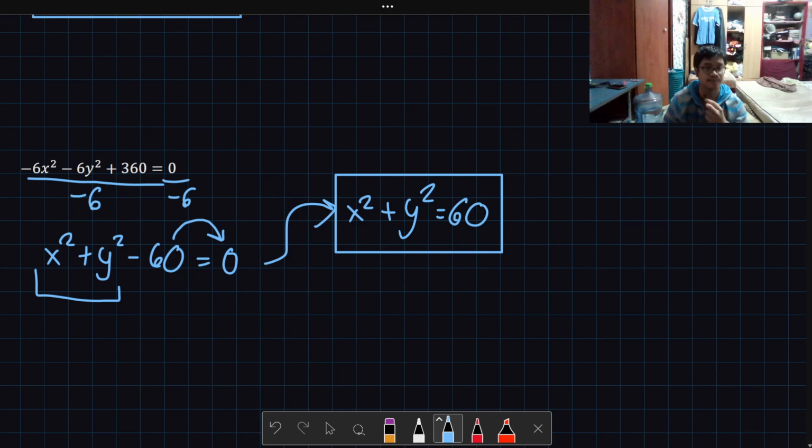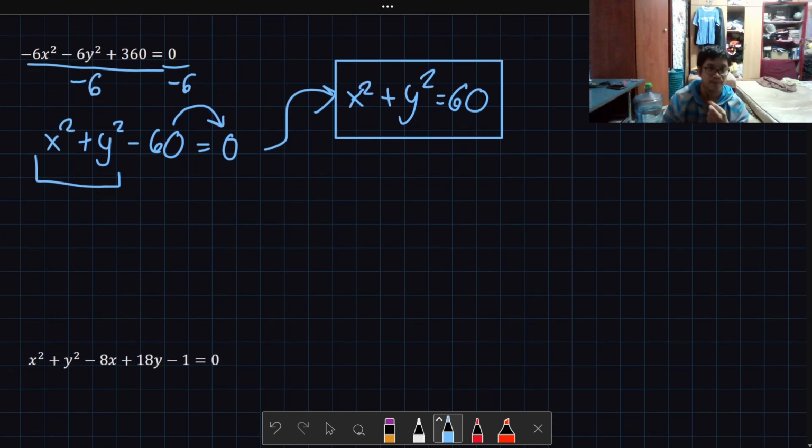Right? We're good to go, right? x squared plus y squared is equal to 60. Okay, so now we're going to proceed to the next problem.